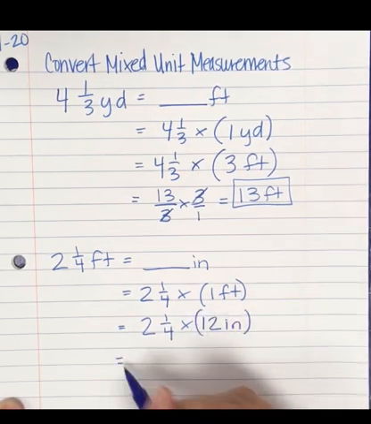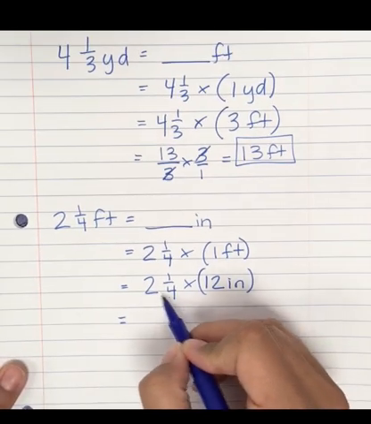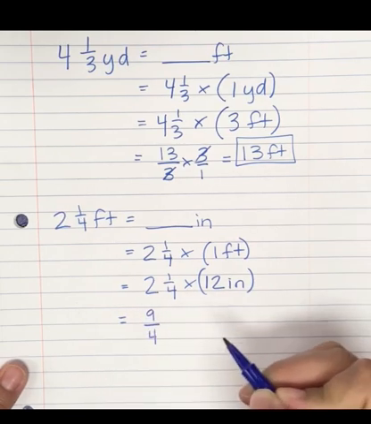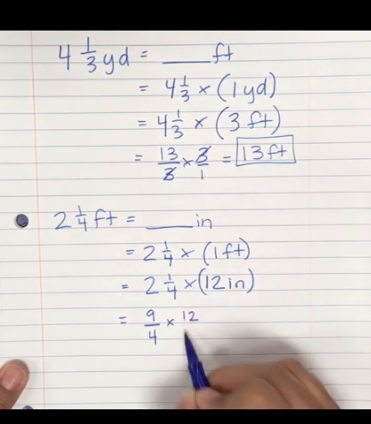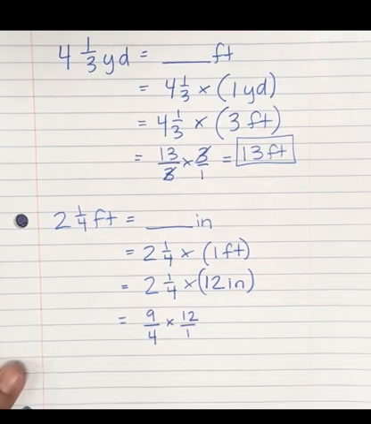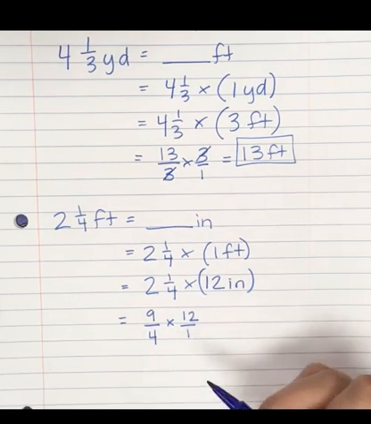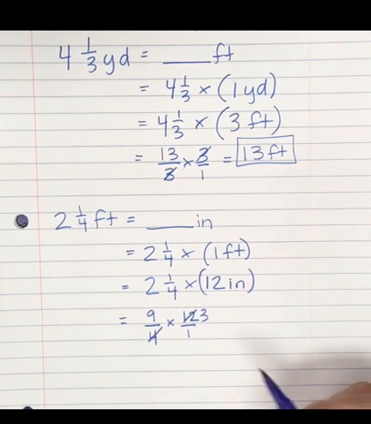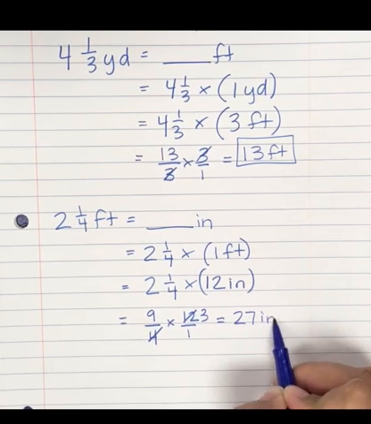We're going to go ahead and convert this to an improper fraction. So 4 times 2 is 8, plus 1 is 9. Keep the same denominator, over 4. Multiply that by 12. We know that that can be over 1. And then we can do this a couple of ways. You can do 12 divided by 4. So 12 divided by 4 is 3. And then you multiply straight across. That gives you 27 inches.